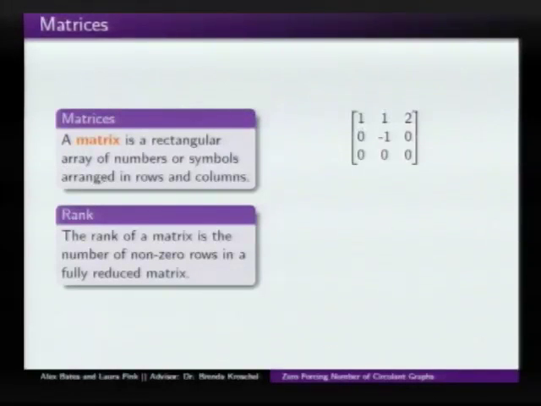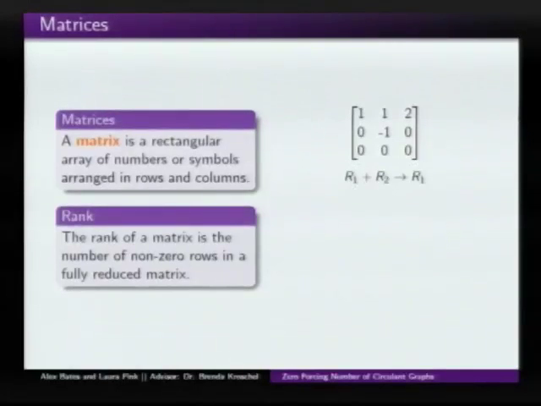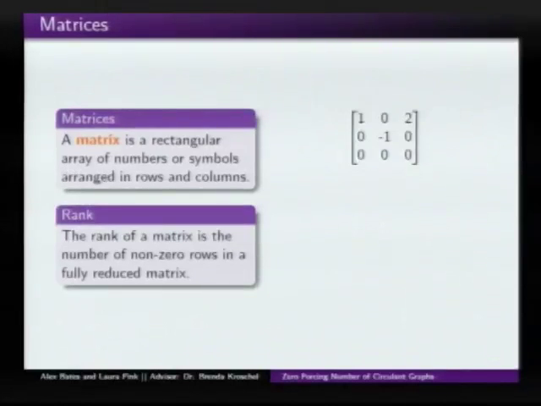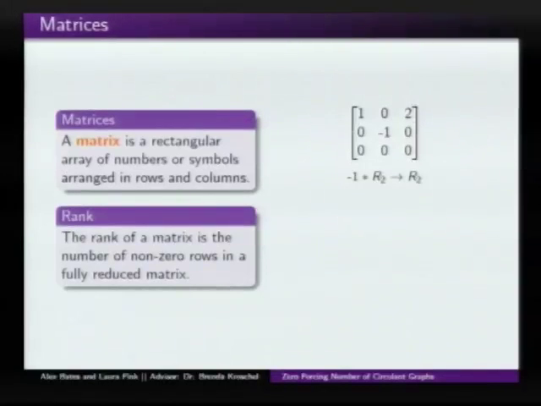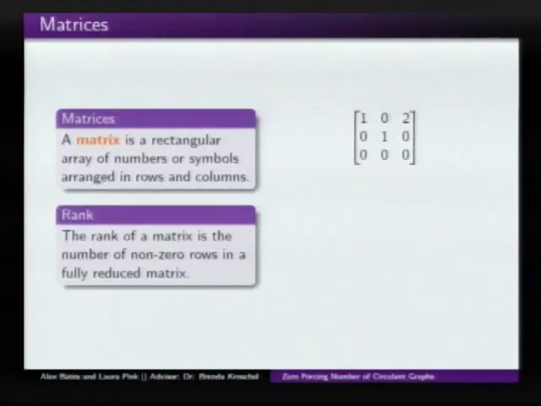And we can continue to reduce this matrix fully. Adding the first and second row to get the new first row, and then multiplying the second row by -1. And now we can see in this fully reduced matrix, we have only 2 non-zero rows. So we would say that the rank of this matrix is 2.